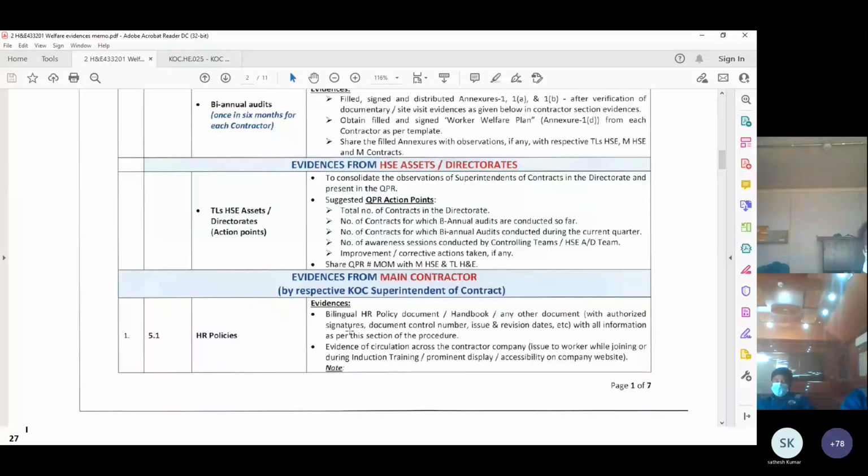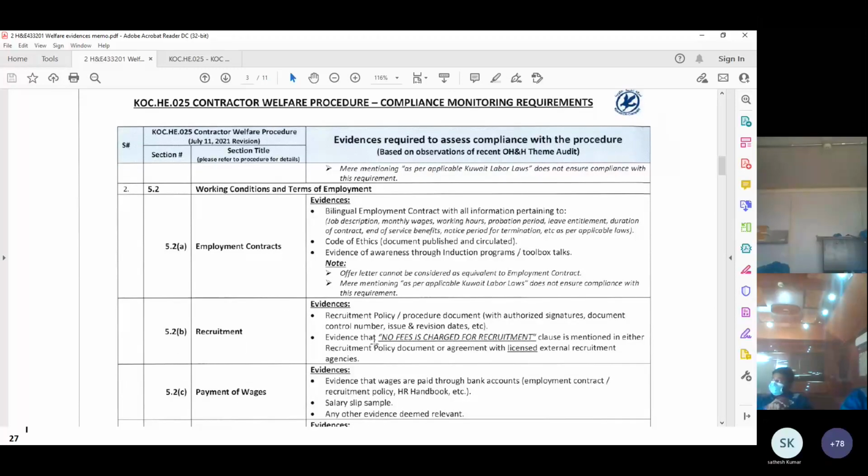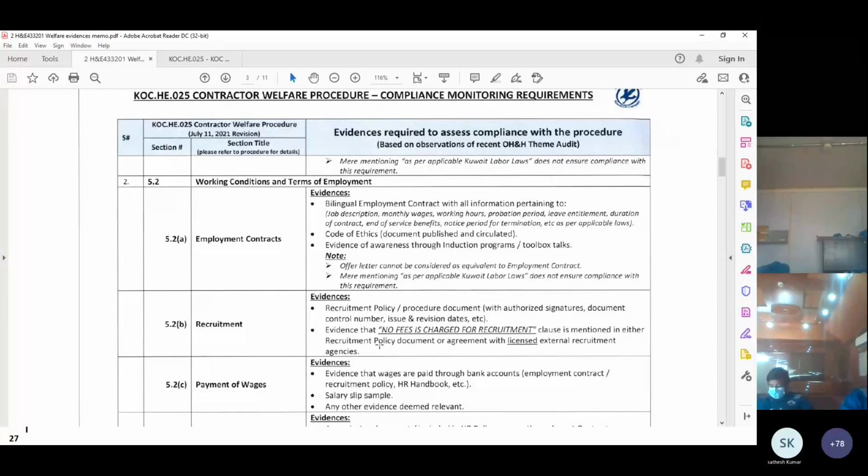So what exactly will we be looking at during the audit? Bilingual HR policy, evidence of circulation across all the contractors, how the communication has gone, and employment contracts we will be looking at. As part of this employment contract, what evidences? Employment contract with all information, like what I explained, code of ethics and offer letter, and recruitment evidences. We'll be checking the recruitment policy, whether the employers paid any fees to the agency, because we are not supposed to charge any fees from the employees. So that also we'll be checking.